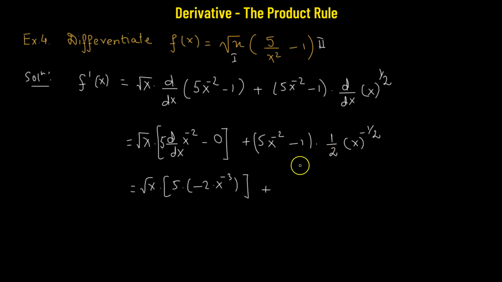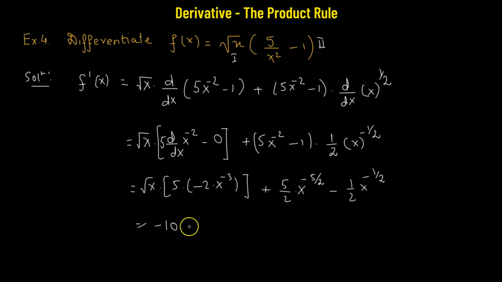So let's multiply these terms. So we have 5 over 2 times x raised to the power of negative 2 and x raised to the power of negative half. So negative 2 minus half will give us negative 5 over 2. Minus, so we need to multiply 1 with half, x raised to the power of negative half. So this gives us, so we have 5 times negative 2, so this is negative 10.